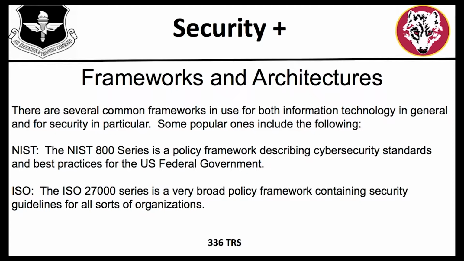The related but separate NIST Cybersecurity Framework is a shorter but high-level security framework designed to give standard guidelines and language for cybersecurity in the private sector. Let's move on to ISO. The ISO 27000 series is a very broad policy framework containing security guidelines for all sorts of organizations. It's a very comprehensive framework with specific documents for individual security areas. Like other ISO standards, it includes a certification process that you can use to demonstrate your compliance to business partners.